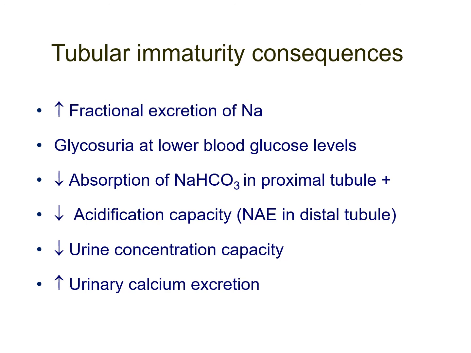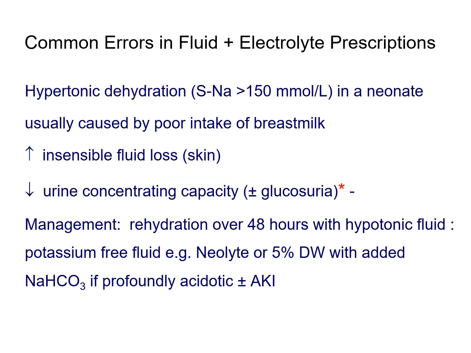Not uncommonly, moms with newborn babies do not breastfeed adequately, with the potential to cause hypertonic dehydration. Aggravating factors are increased loss of water through premature babies' thin skin and reduced concentrating ability of the tubules, aggravated by the possible presence as well of glycosuria, which causes an osmotic diuresis. Of importance is that one needs to slowly rehydrate with an appropriate intravenous solution, which may need to contain bicarbonate if the premature baby has a metabolic acidosis.